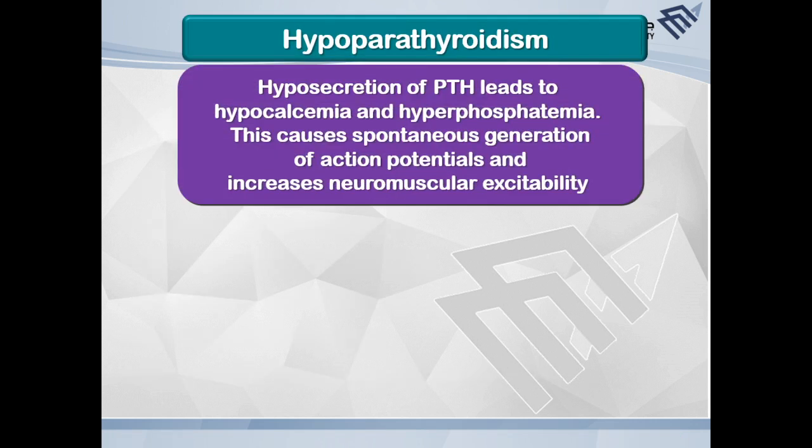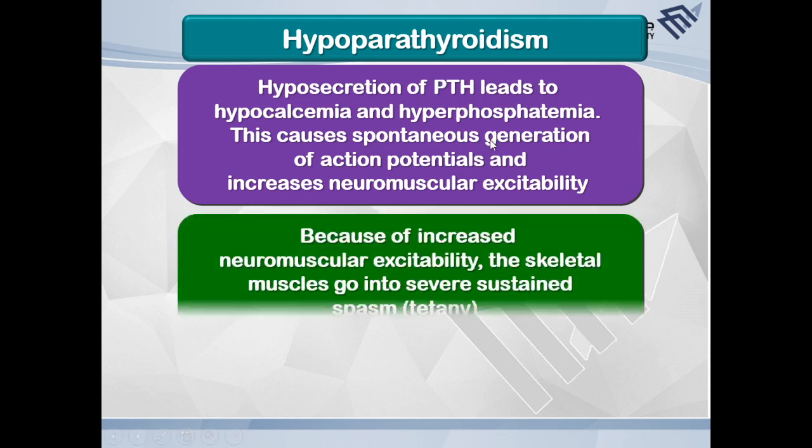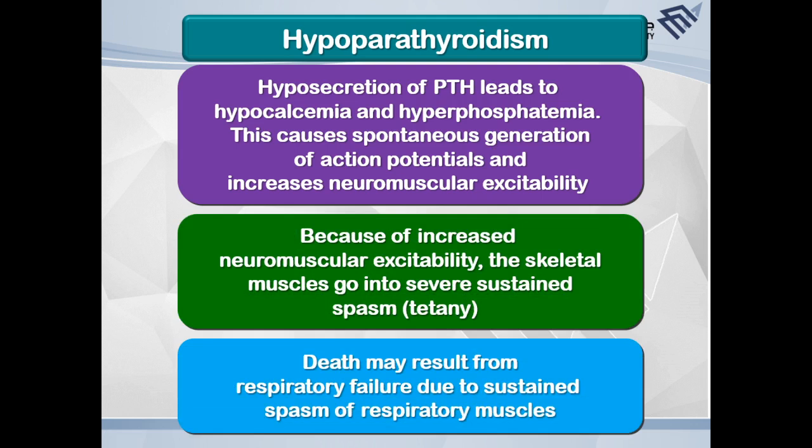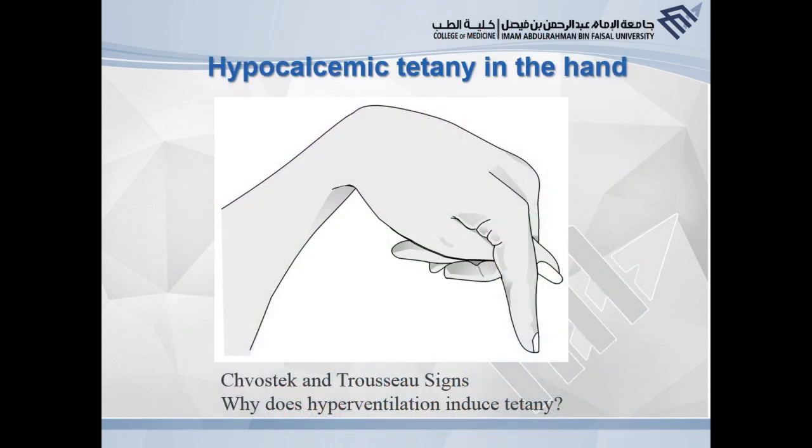Okay, in hypoparathyroidism, the symptoms will be opposite. There will be hypocalcemia and hyperphosphatemia, and you know that if there is hypocalcemia, there will be increased neuromuscular excitability, and it can lead to sustained muscle spasm, which is tetany, and spontaneous generation of action potentials. So death may result from respiratory failure, and this is the sign which is known as carpopedal spasm.